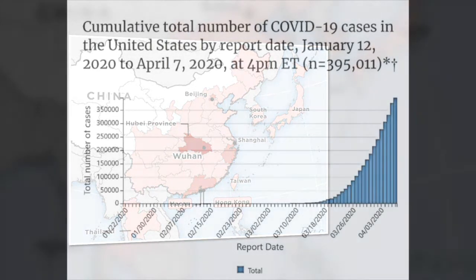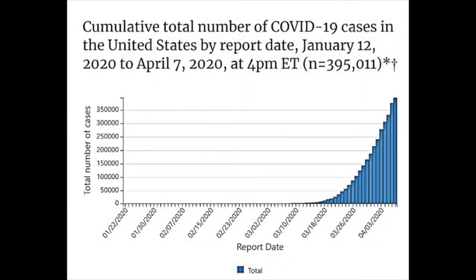This graph demonstrates the severity of COVID-19 in the United States specifically. According to the Center for Disease Control and Prevention, the number of coronavirus cases in the United States has increased exponentially since late March, with a total of 395,000 reported cases of COVID-19 as of April 7, 2020.